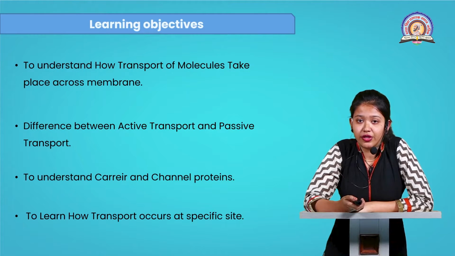At the end of this section, students should be able to understand how the transport mechanism occurs across the plasma membrane. Also, the difference between active and passive transport, and the difference between carrier and channel proteins, to learn how exactly transport occurs at specific sites.